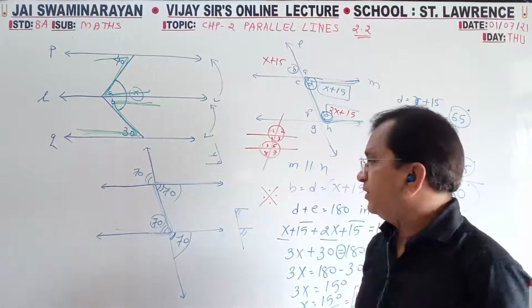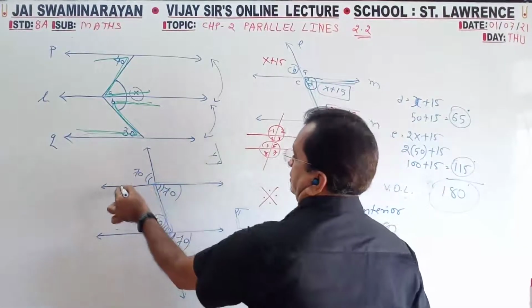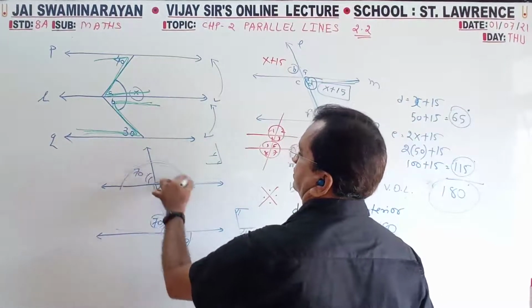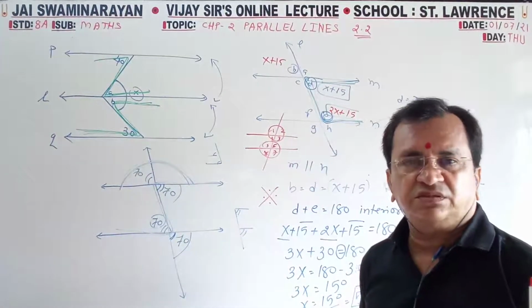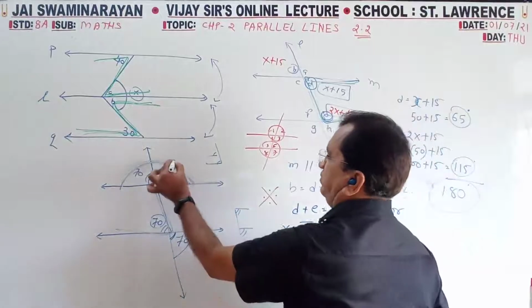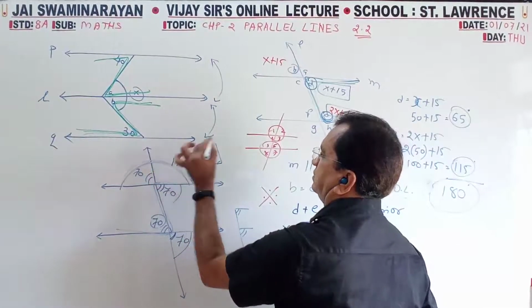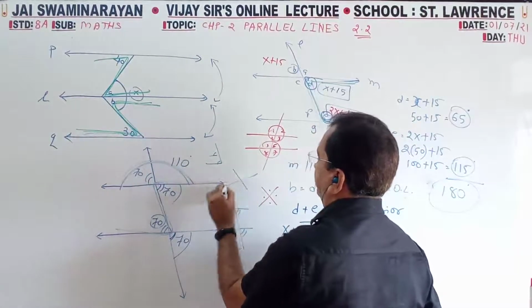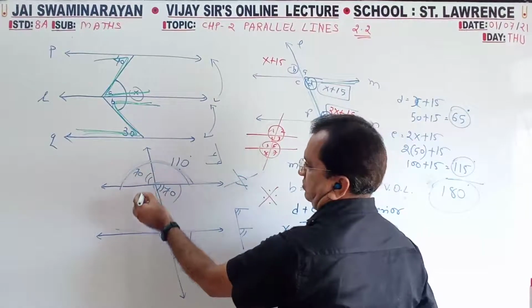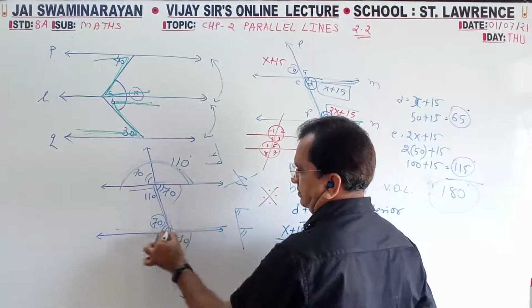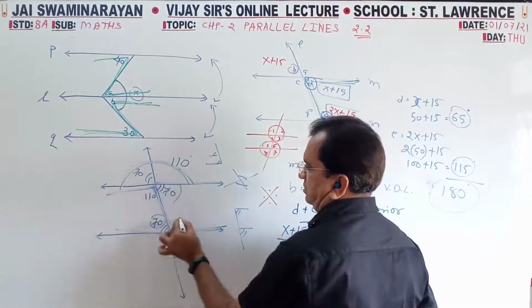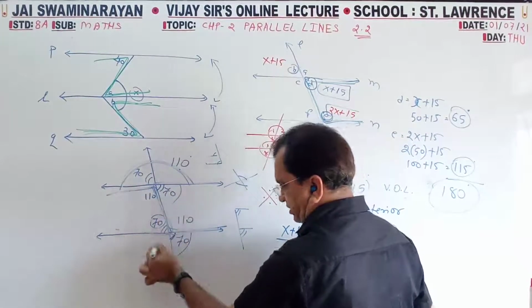Now, nearby angle, this plus this is 180. 70 plus how much is 180? So it is 110. And again vertically opposite 110, 110, 110, 110. And you can see Z, so again 110. Again opposite.